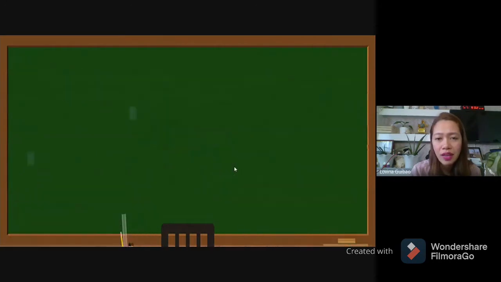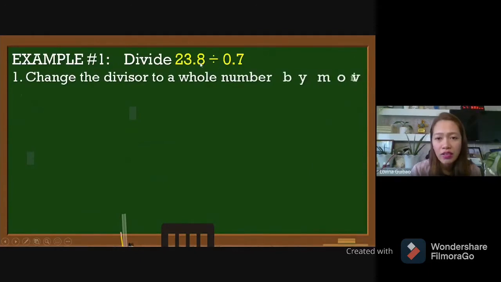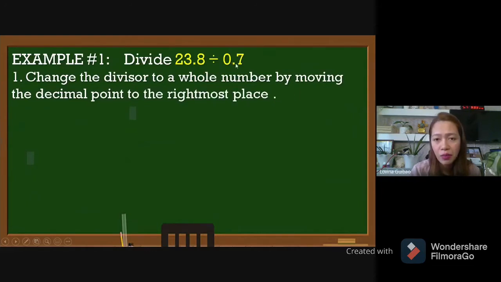Kung parehas decimal ang iyong dividend at ang iyong divisor, divide 23.8 divided by 0.7. So merong decimal point, merong decimal point. How do we do this? We will use the long method pa rin. Una, change the divisor to a whole number by moving the decimal point to the rightmost place. Ito ang divisor. Lilipat natin ito papuntang right hanggang maging whole number siya. So magiging 7 siya.